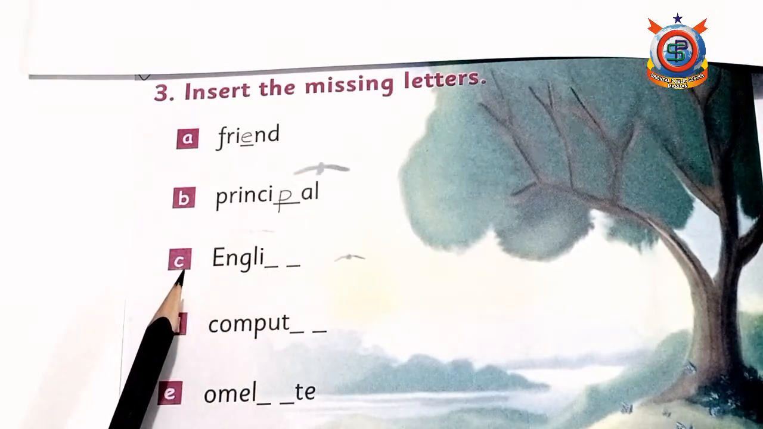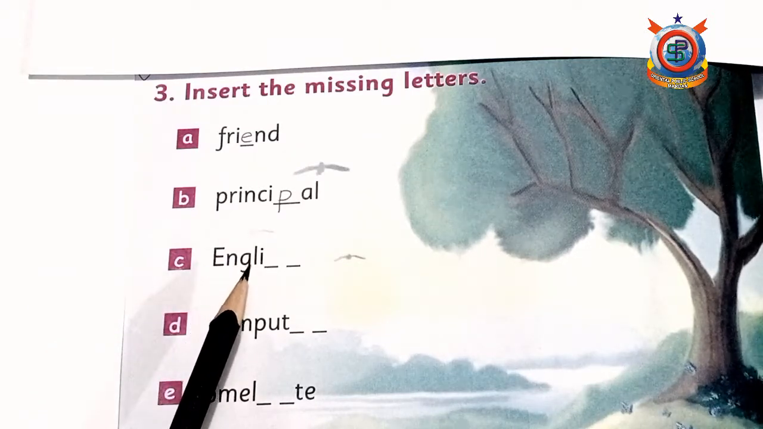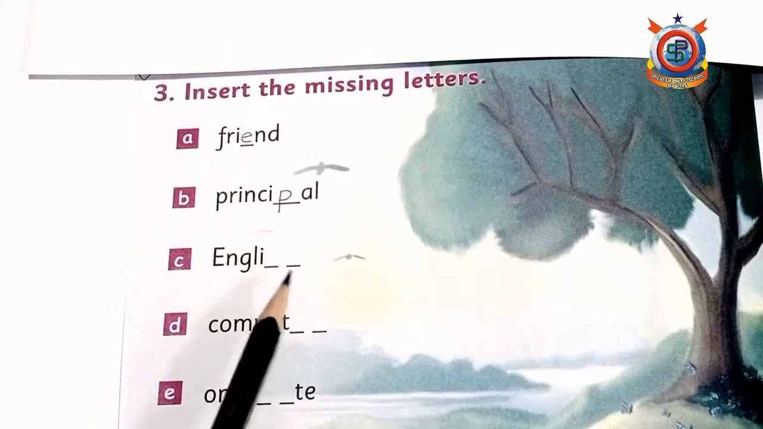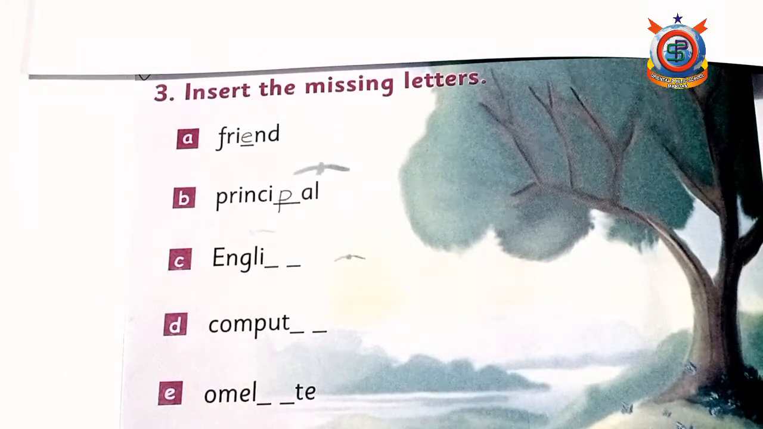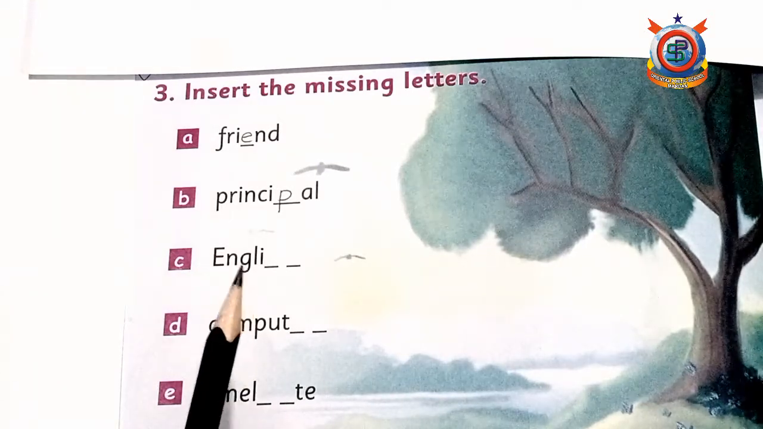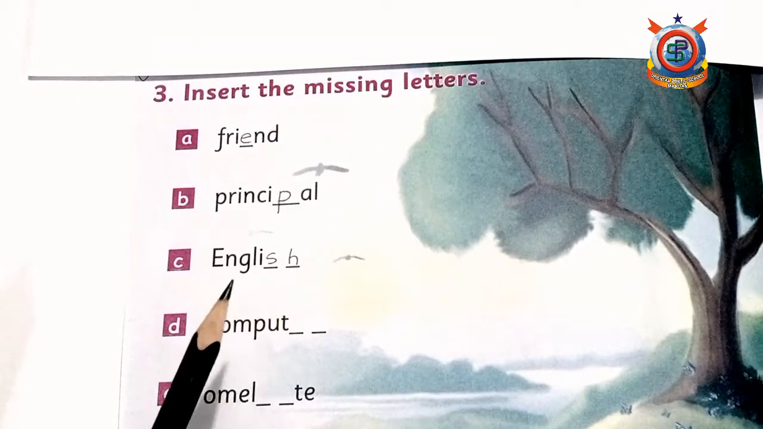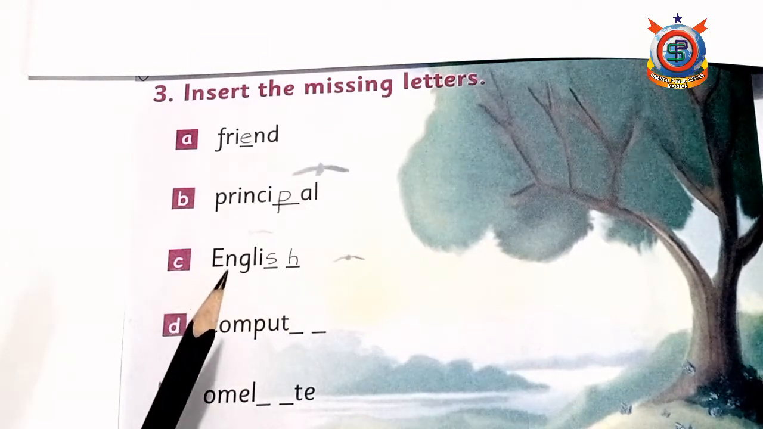Now moving towards the next part, and C part is E-N-G-L-I and then two spaces. Here we have two spaces or two blanks. So what do you think, students? Which word is this? Can you please tell me? Yes, this is English. E-N-G-L-I-S-H. English. Read with me, students. English.